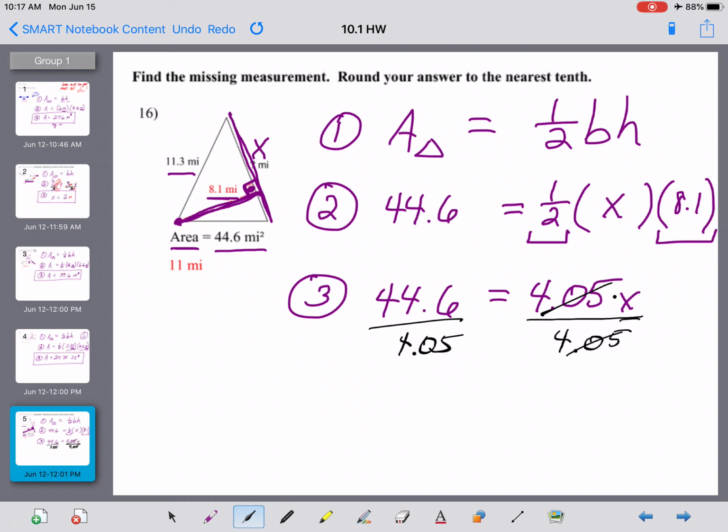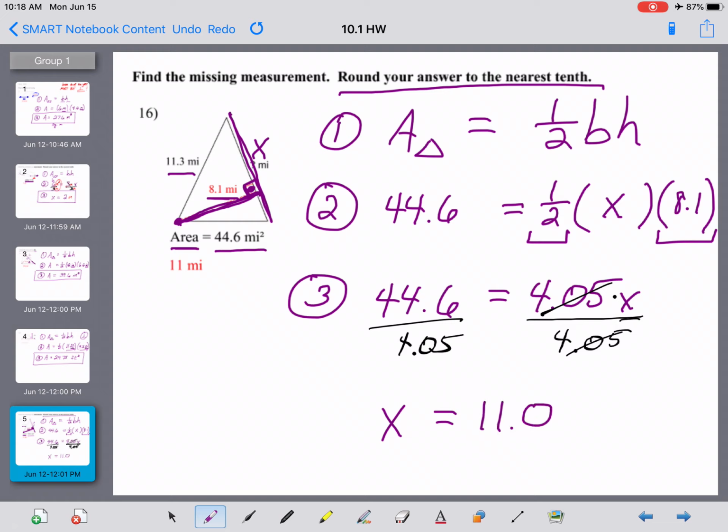Those ones are going to cancel. And that's going to leave us with x equals, and I'm going to type 44.6 divided by 4.05, and that's going to get us a messy answer right here of 11.0123456, and then an 8. That's kind of cool. Anyway, but the directions did say to round your answer to the nearest tenth. So that is going to be 11.0.